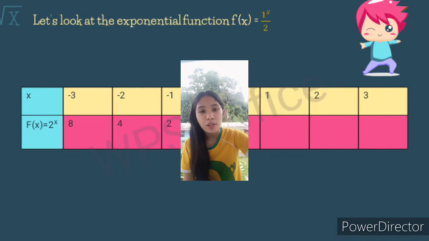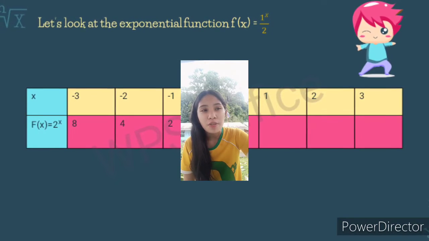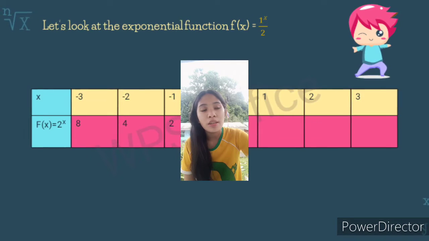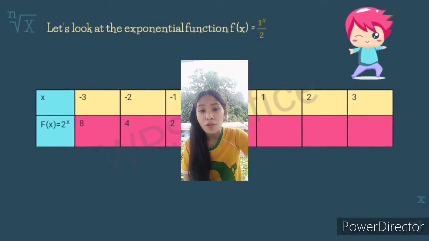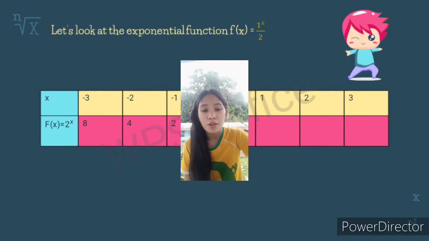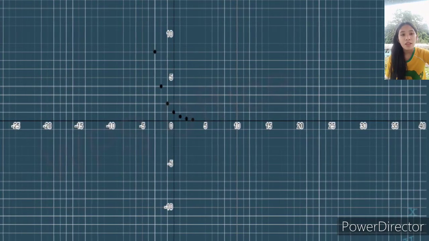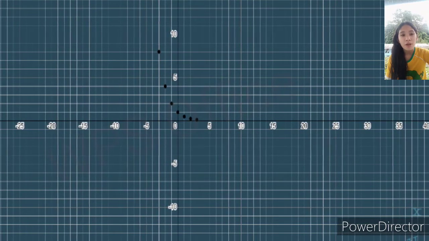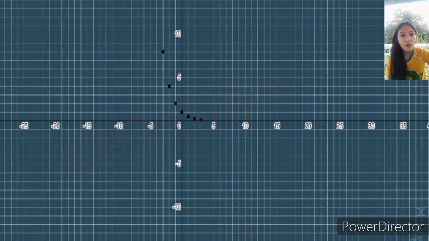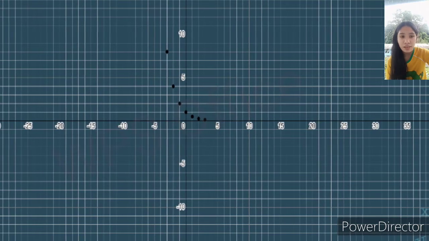Let's look at the exponential function f(x) = (1/2)^x and compare it to the first graph. By looking at the graph, unlike y = 2^x, this function decreases as x increases.